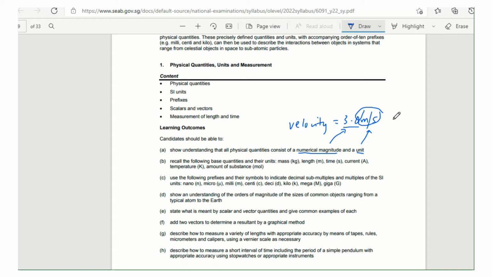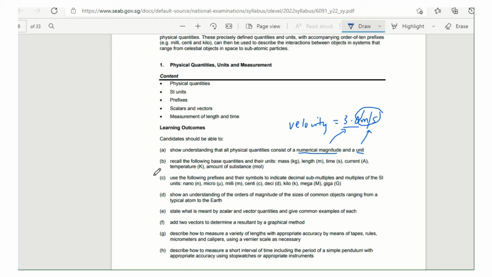Next, recall the following base quantities and their units. These are some of the base quantities: mass is in kg, length is in meters, time is in seconds, current is in amperes, temperature is in Kelvin, and amount of substance is in moles. This one, basically just know it.